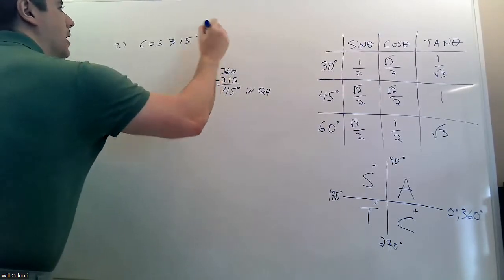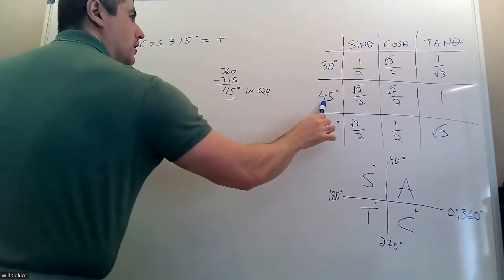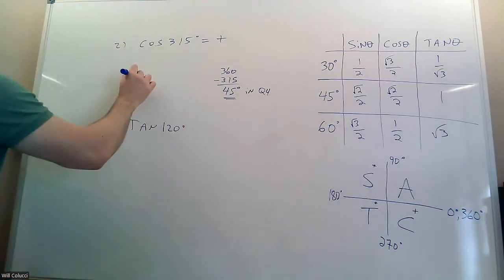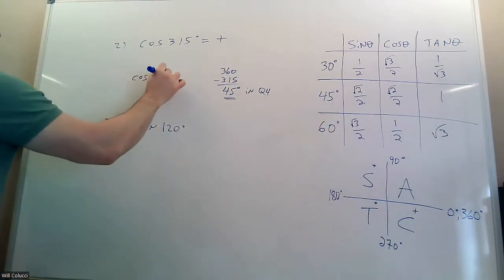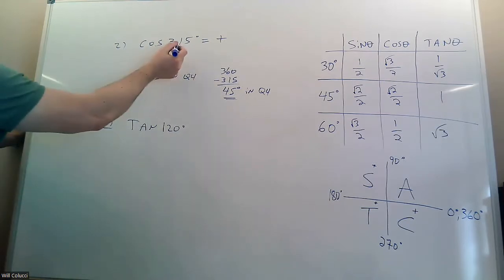So I know this is going to be plus, and I know that it's 45. So I look for 45 on the chart. So I'm doing cosine 45. I mean, what I'm really doing is the cosine of 45 in quadrant 4, not in quadrant 1. 315 is not in quadrant 1.